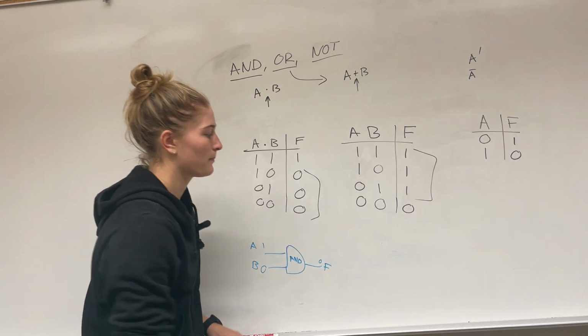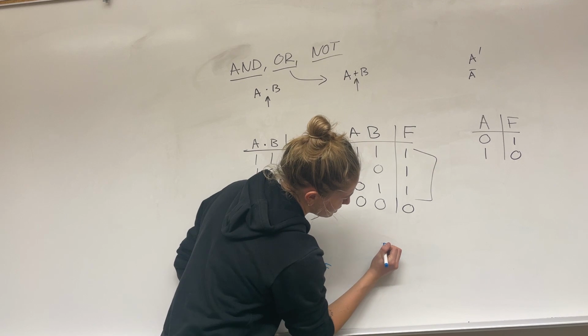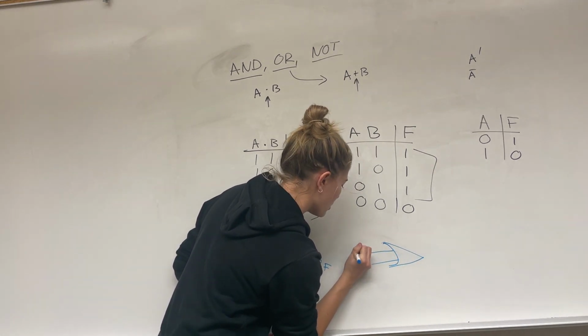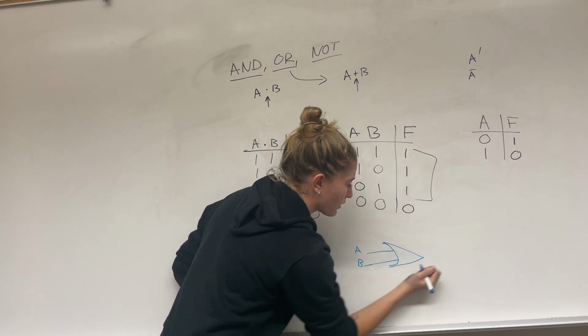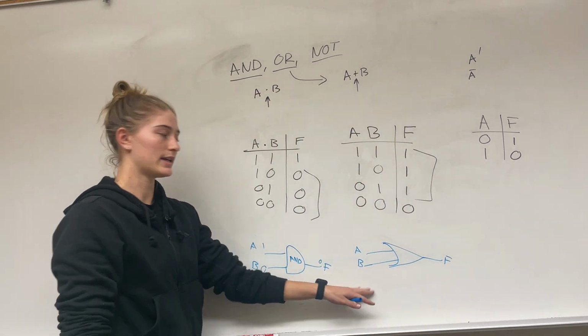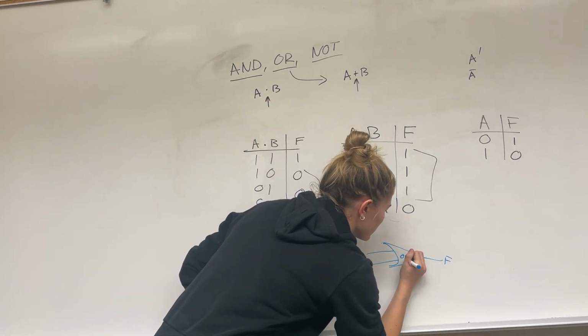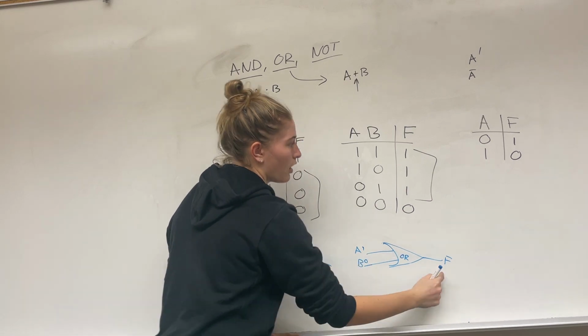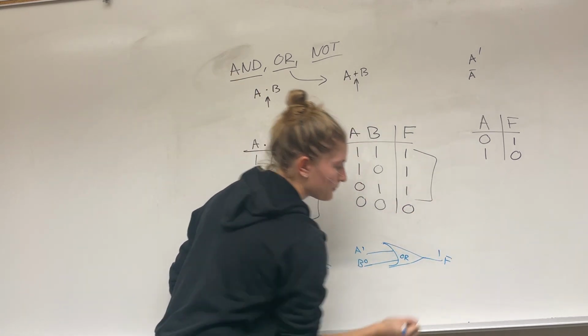Moving on to OR. OR looks like a Star Trek symbol, if you've watched it, just sideways. We've got A and B here with our output coming out, and that's F. So that's what our OR looks like. If A is 1 and B is 0, our output is 1.